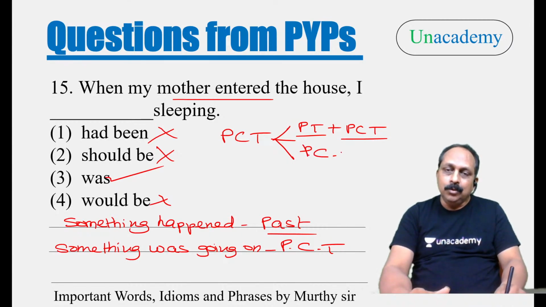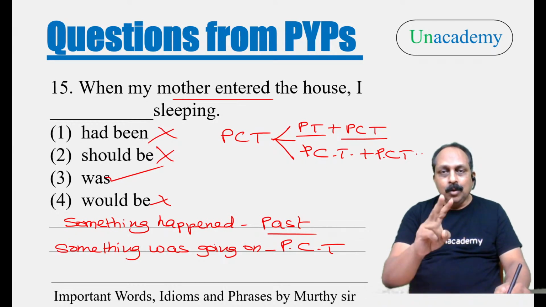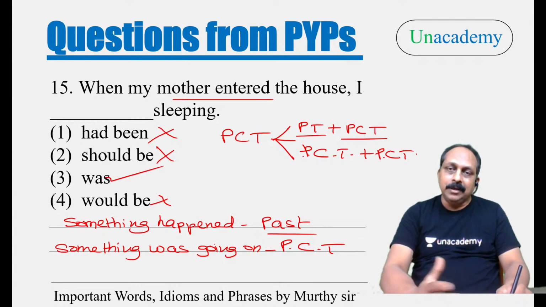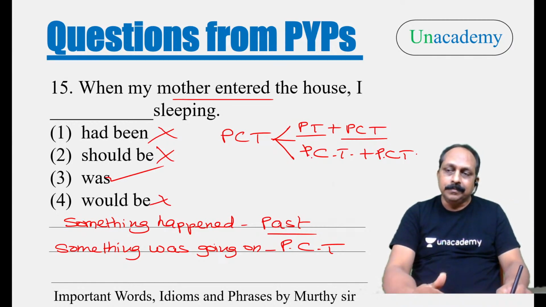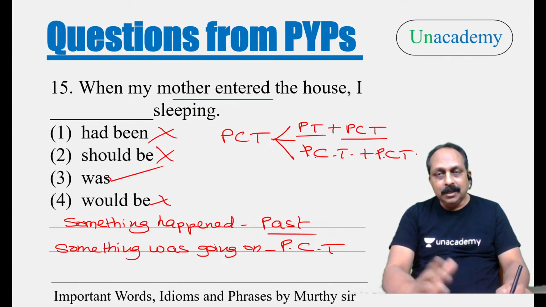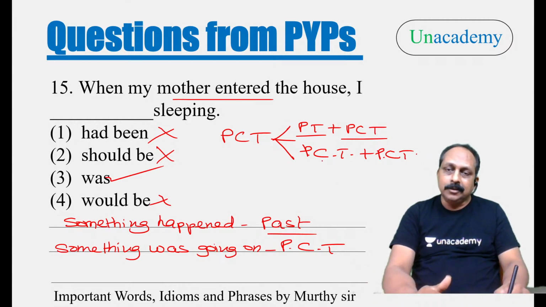What is the second use? Past continuous plus past continuous tense. Two actions going on at the same time in the past. While I was studying, he was sleeping. While she was cooking, he was playing. Both the clauses are in past continuous.